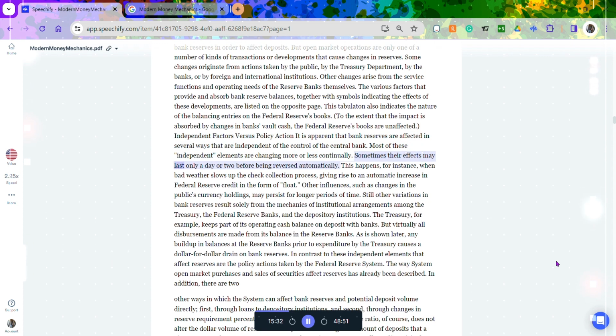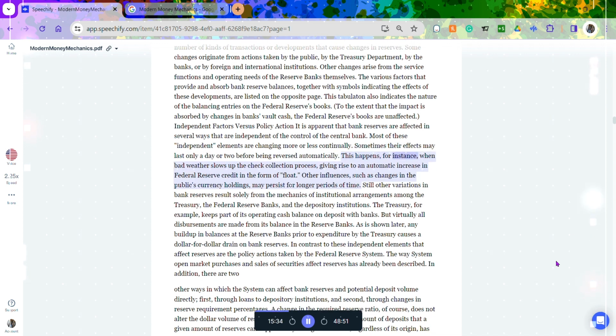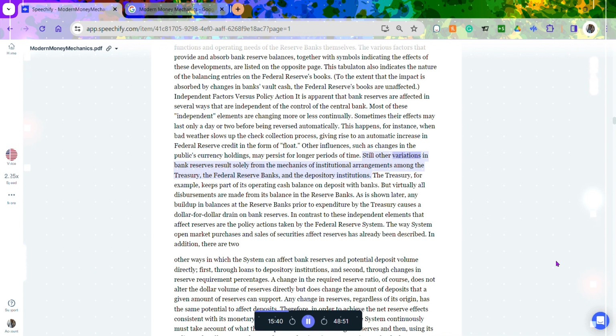Sometimes their effects may last only a day or two before being reversed automatically. This happens, for instance, when bad weather slows up the check collection process, giving rise to an automatic increase in Federal Reserve credit in the form of float. Other influences, such as changes in the public's currency holdings, may persist for longer periods of time. Still other variations in bank reserves result solely from the mechanics of institutional arrangements among the Treasury, the Federal Reserve banks, and the depository institutions.